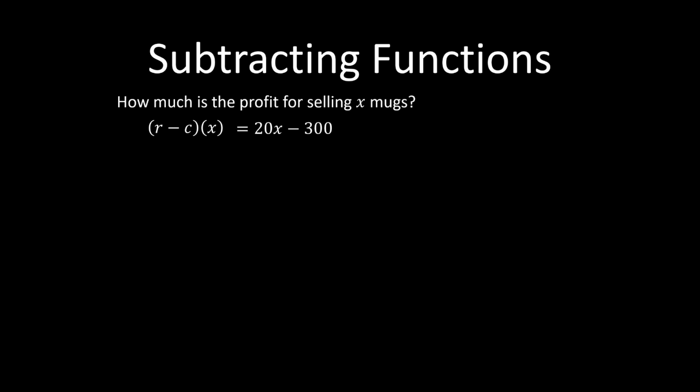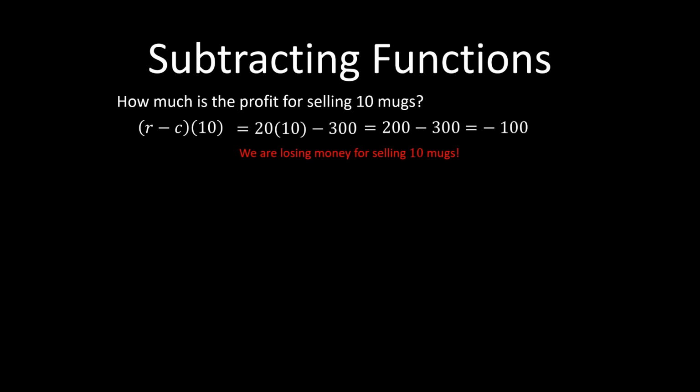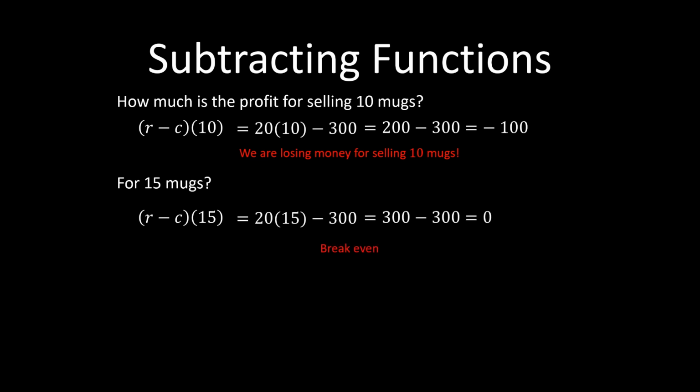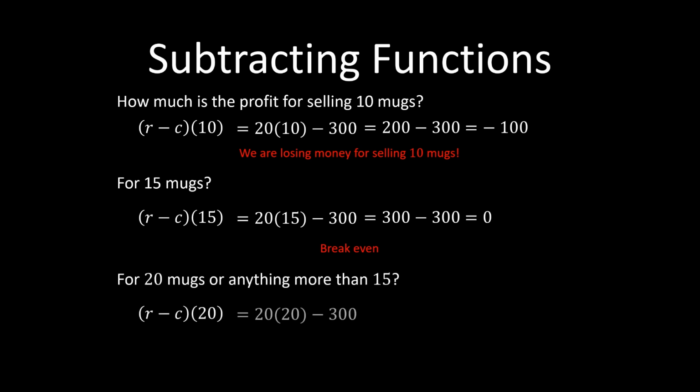For instance, how much is the profit for selling 10 mugs? This turns out to be negative 100. How about 15 mugs? The profit is 0. And lastly, when x is at least 15, say x equals 20, we are gaining.